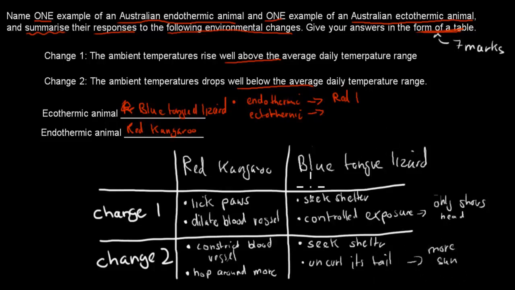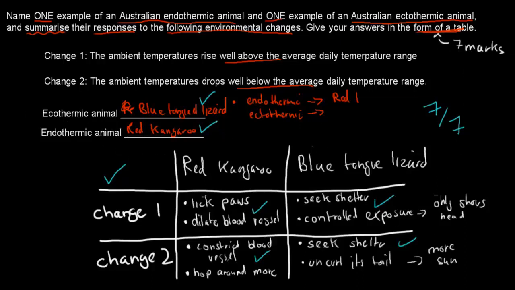So this is actually it. This is the full question. You've gotten all your 7 marks for this. You get 1 mark each for naming a correct Australian endothermic and Australian ectothermic animal. We named the blue-tongued lizard, that's a mark, and the red kangaroo, that's a mark. You also get a mark for drawing the correct table, because one of your HSC skills is to draw a table. So now we have 3 out of 7, and then we get marks for the correct summarizing of the responses. One here, one here, one here, one here, and that's 4. So that's 7 out of 7. That's probably one of the easiest 7-mark questions you might get, but it's quite a common one as well.